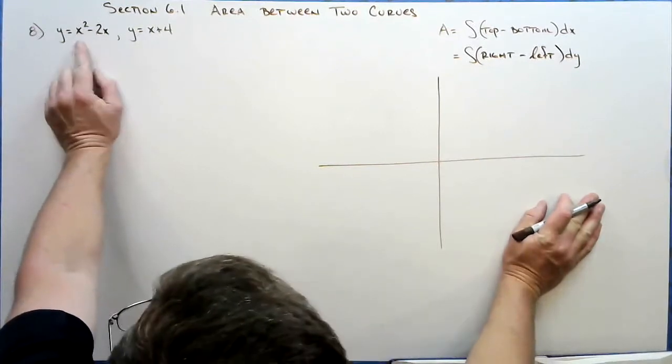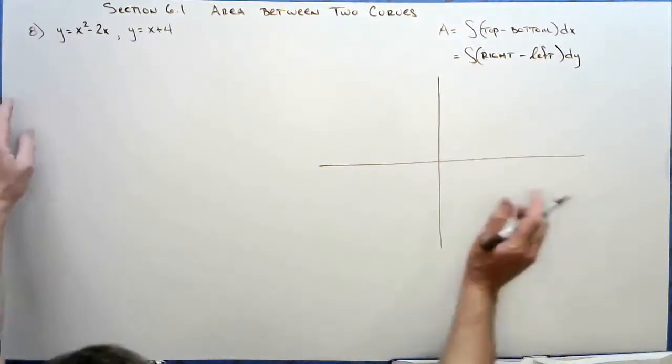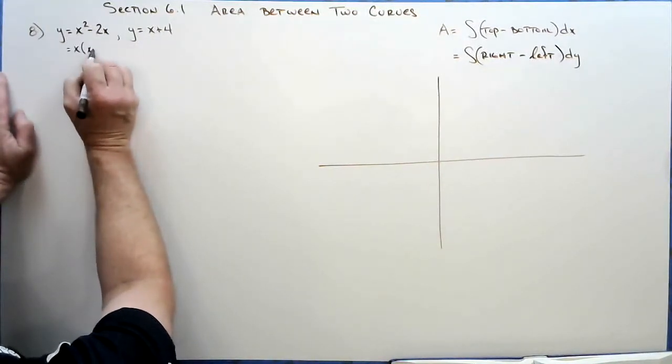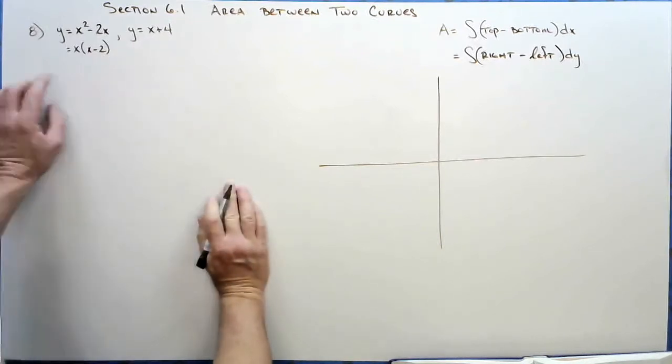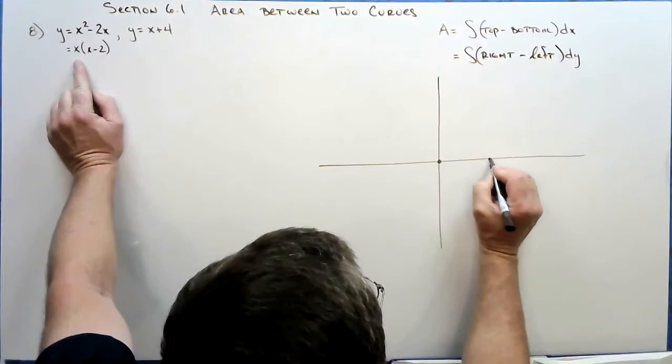Well, this is a parabola. It opens up because a is positive. We know if we factor this, we know this is x times x minus 2. So we can find the x-intercepts. The x-intercepts are 0 and 2.